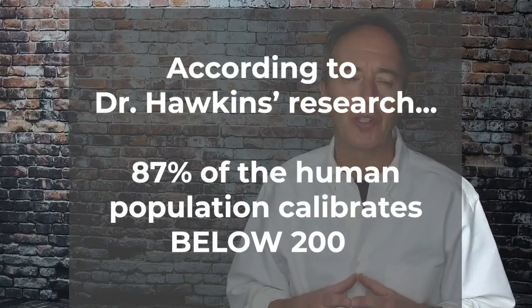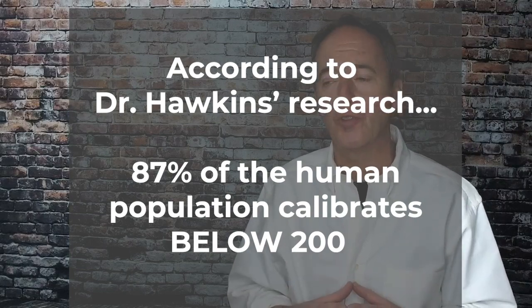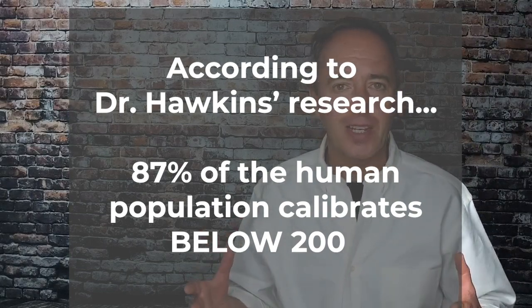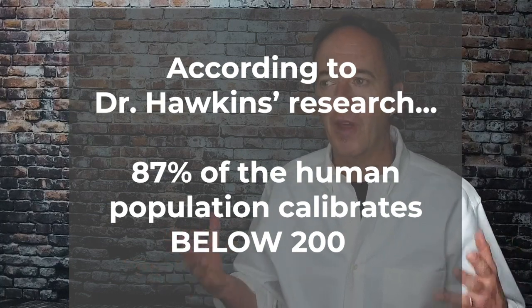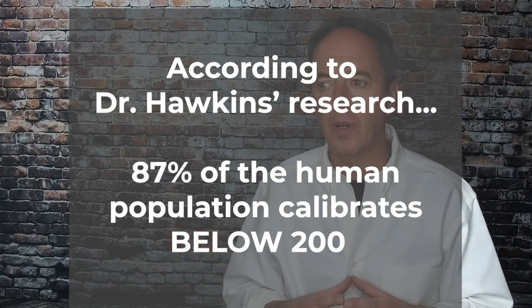Dr. Hawkins' research indicates that 87% of the human population calibrates below the weakening level of 200. And at first glance, it's a startling statistic, if not a statistic that would create intense, strong negative emotion. When I first read that statistic, it was overwhelming, and I was overwhelmed with sadness. And yet, when I look at the world around me, it helps me to understand the nature of the world that I live in.